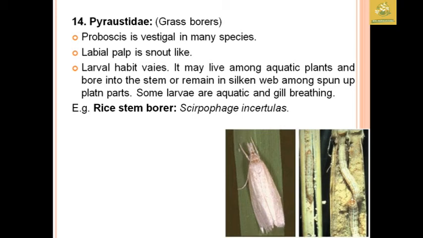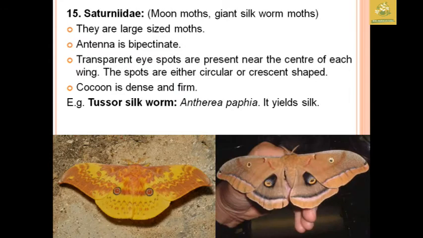It may live among aquatic plants and bore into the stem, or remain in a silken web among the spun plant parts. And some larvae are said to be aquatic, as well as gill breathing being said to be present in the larval stage.